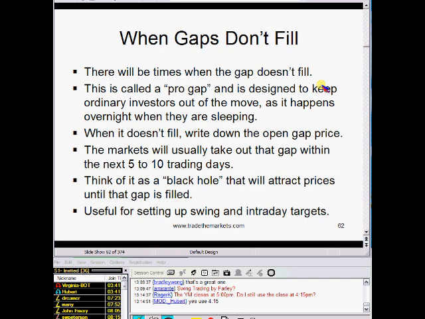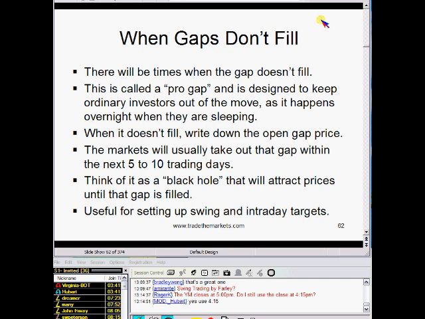So now the question is, if 75 to 80% of the time the gap plays that we do are filling, what happens when they don't fill? These are called pro gaps, and we've actually got some ways to determine whether or not we're going to get a pro gap before the market even opens, and that's part of what we'll be covering with you. Basically what a pro gap is, it's designed to move the markets in a way to keep as many people out as possible.